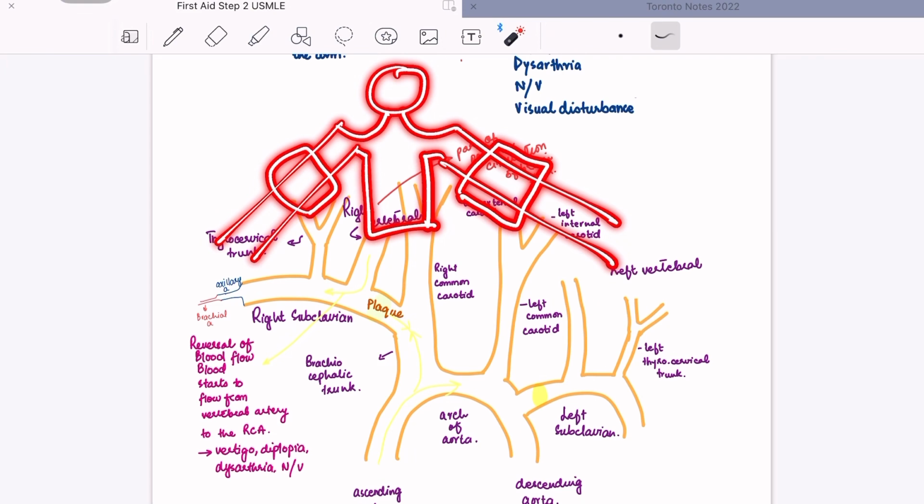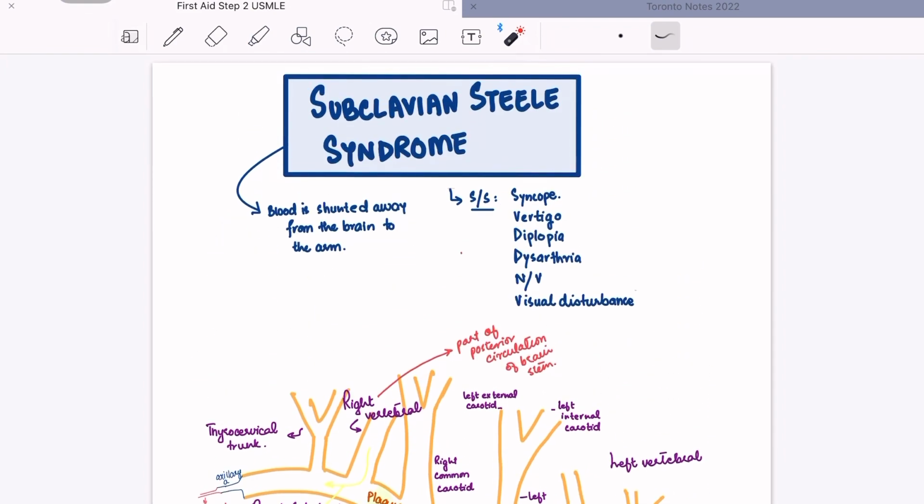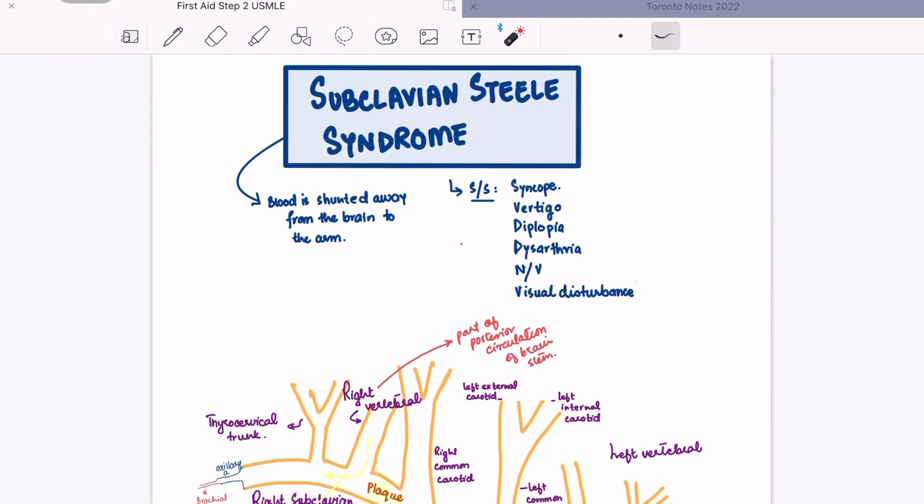Another difference is that the murmur of aortic stenosis will be heard at the right sternal border in the second intercostal space, whereas the murmur of the subclavian steal syndrome will be heard a little above this murmur. These are the two ways we can differentiate between subclavian steal syndrome and aortic stenosis. This was a short discussion about subclavian steal syndrome and the difference between subclavian steal syndrome and aortic stenosis.